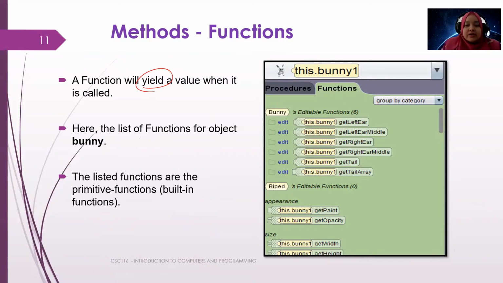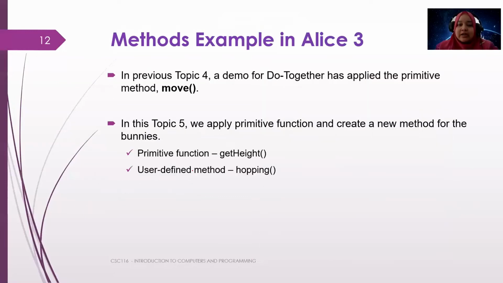Here is the list of functions for object bunny. The listed functions are the primitive functions. Ingat balik, primitive adalah built-in function. Okay, ini adalah contoh-contoh dia. Bila sebut function ni, depan dia akan gunakan ni. Get, and get. Ini contoh-contoh function. Dia akan guna keyword get. Dia get something, dia get value from that. Itu maksud dia. Ini maksud function. Contoh lagi. Okay.